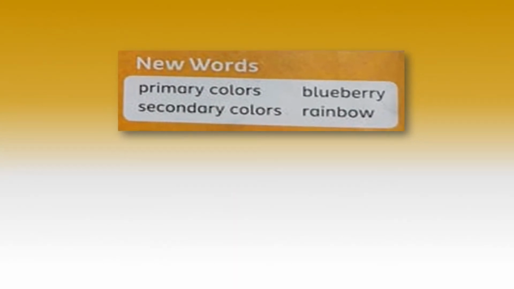Okay, let's look at the box that says new words. There are 4 sets of words. The first one is made of 2 words. It's primary colours. What are primary colours?